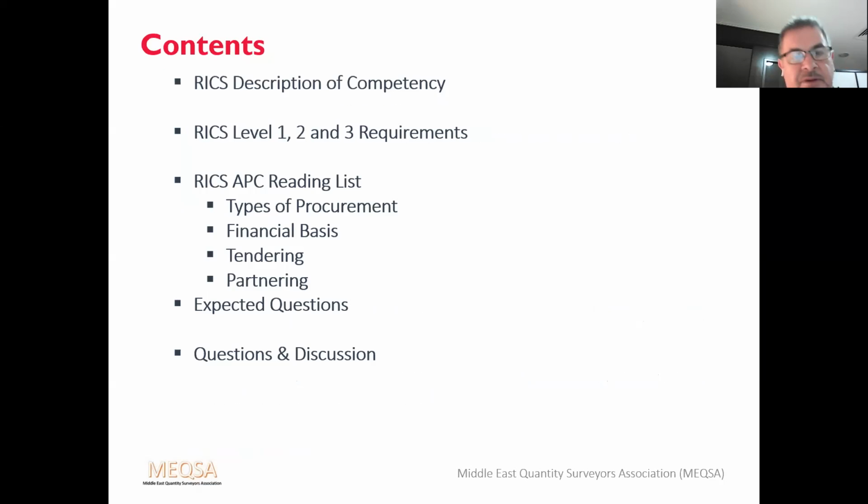Right, we're going to talk about procurement and tendering now. This is one of the key bits of knowledge that you must need for the RICS APC exams. As you know, there's level 1, 2 and 3 requirements, so I'm going to run through them. We're going to take the presentation from the headings within our RICS APC reading list, which are listed here: the types of procurement, financial basis, tendering, partnering. And then I'm going to run through a fairly broad selection of the type of questions that you can expect to get in the APC, and I'll try and give some outline answers as well. Okay.